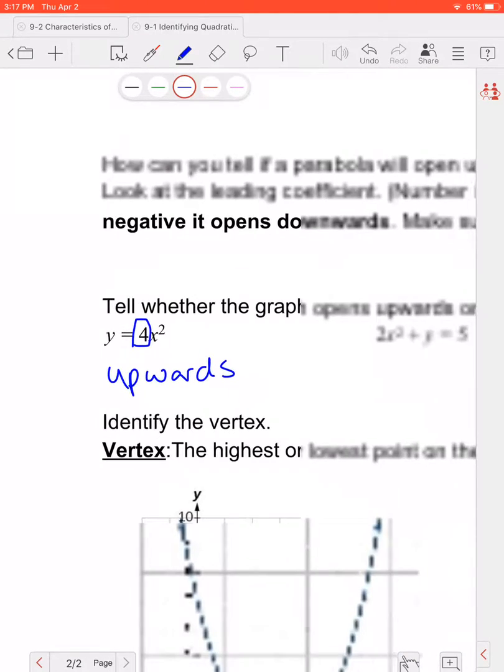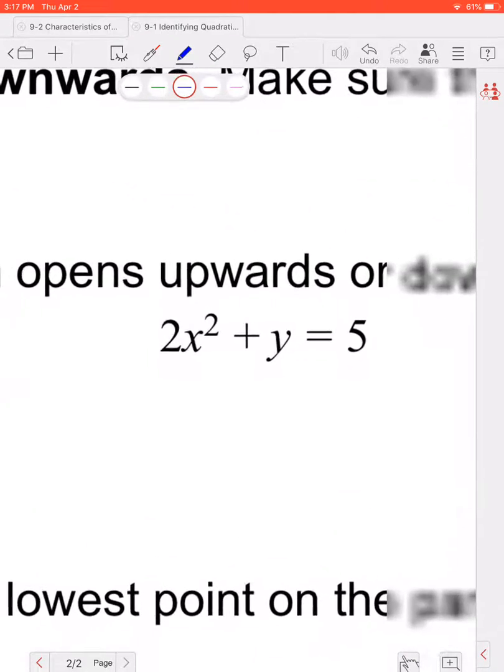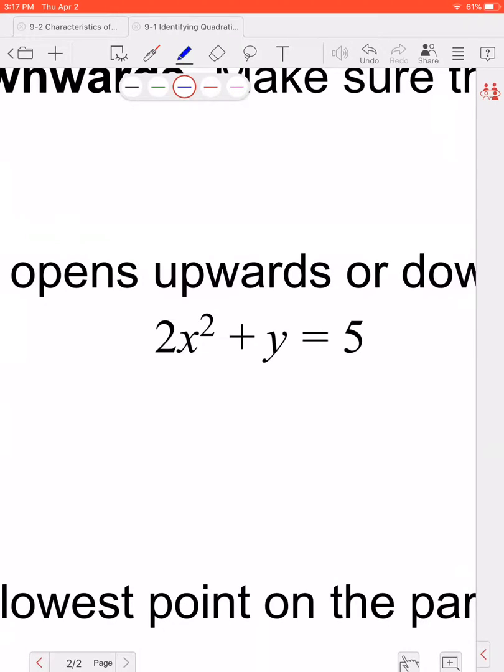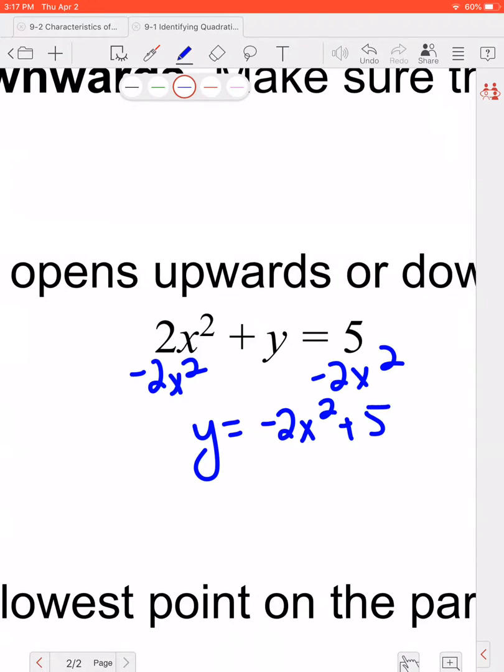Okay? Now, if I'm looking at this problem over here, 2x squared plus y equals 5. This is not in standard form. Y is not by itself. So I'm going to solve for y. So I'm going to subtract 2x squared from both sides. And this is very, very important that you do this before you decide if it's going to open upwards or downwards. Okay? So then I'm going to say, okay, I'm looking at my leading coefficient, which is negative 2.